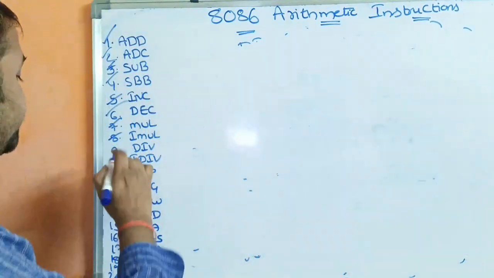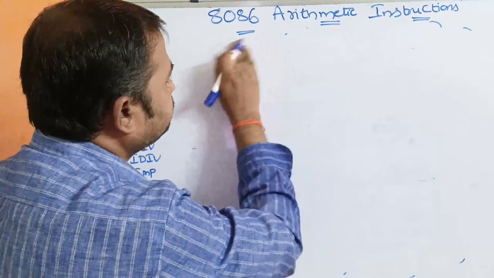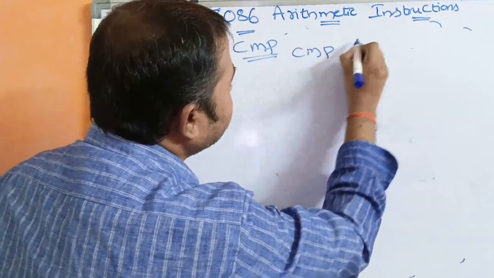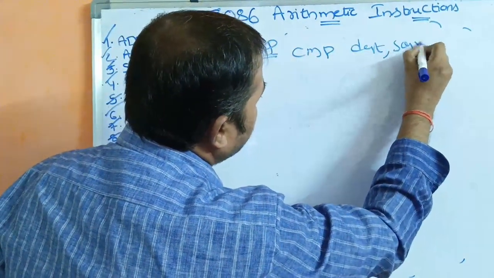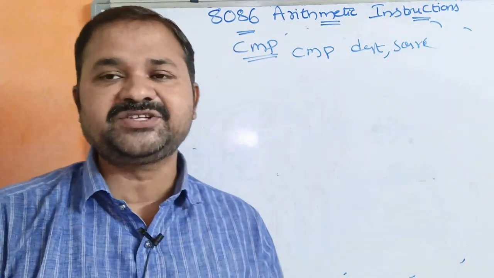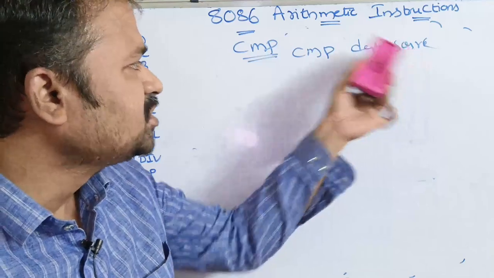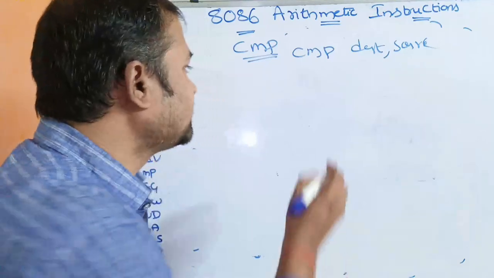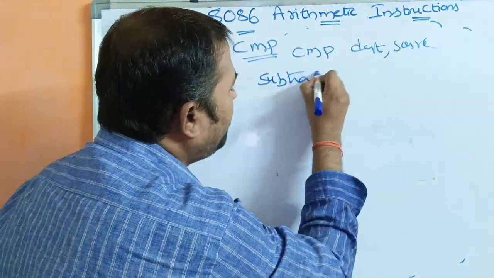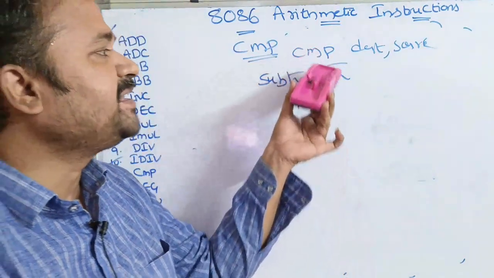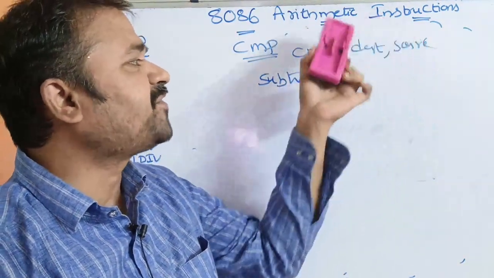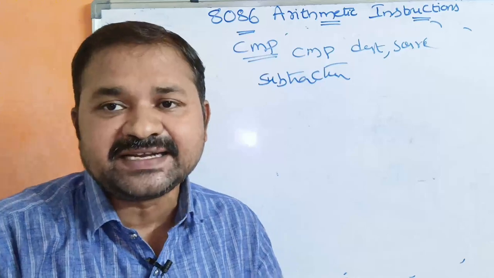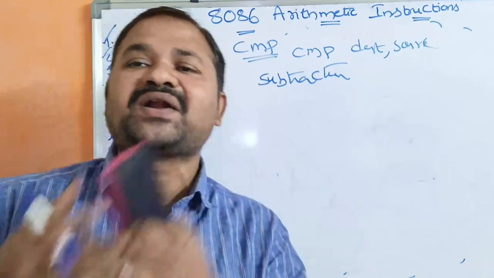Now let us see the next one, the compare instruction, CMP. The syntax for CMP is CMP space destination comma source. CMP stands for comparison. It compares the contents of source and destination. Comparison here simply means it performs a subtraction operation. CMP subtracts the source content from the destination content, but the result won't be stored anywhere. According to the result, the status of the flags will be set or reset.